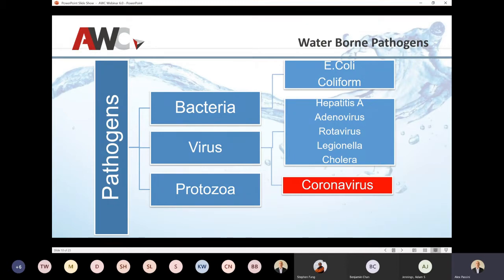So whether you're hitting it with UV or not, for the most part, by the time you hit it with UV, it probably wouldn't have lasted that long in water. So it's not considered a waterborne illness, other than on the wastewater front. That might be a different consideration.